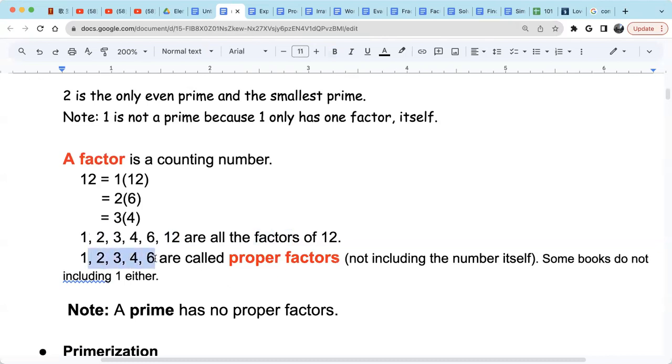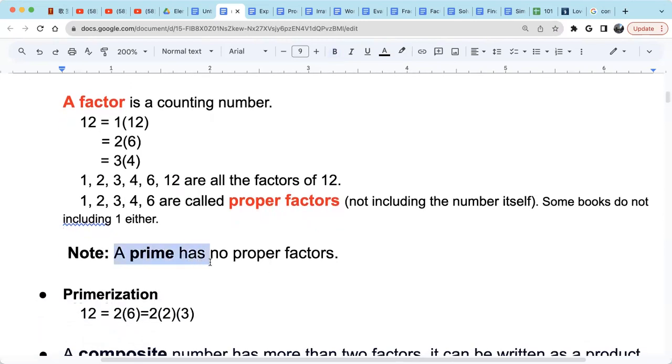And 1, 2, 3, 4, 6 are called proper factors, so not including the number 12 itself. But some books or some people may think 1 is not a proper factor either. For us, I usually consider 1 as a proper factor for any number. So a prime number only has 1 as a proper factor, because any prime number has 2 factors, 1 and itself.